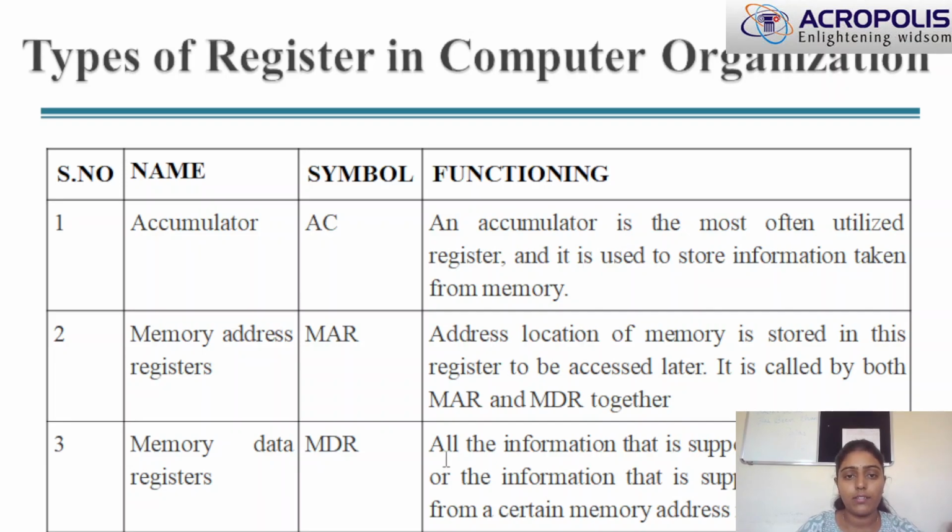The second type of register is the memory address register, which is symbolized by MAR. In the memory address register, the address location of memory is stored to be accessed later. It is used by both MAR and MDR together. The third one is the memory data register, which is symbolized by MDR. All the information that is supposed to be written, or the information that is supposed to be read from a certain memory address, is stored here.